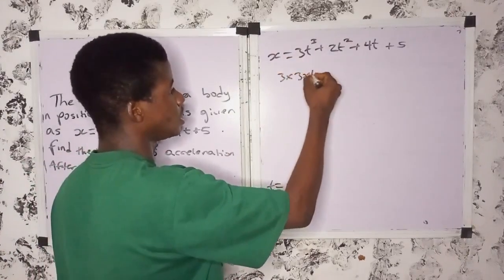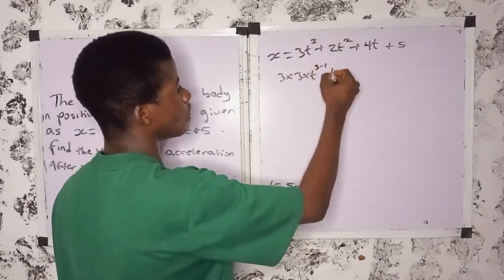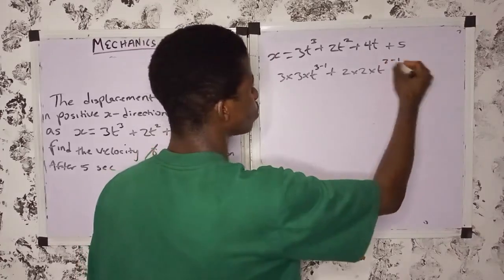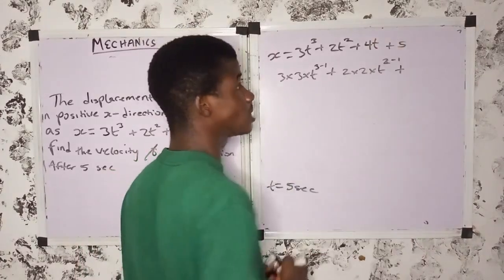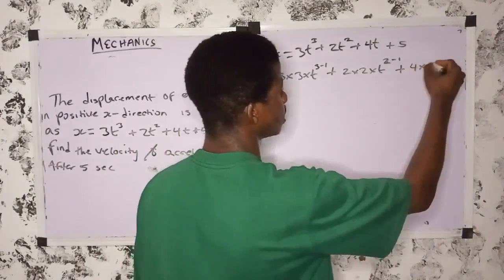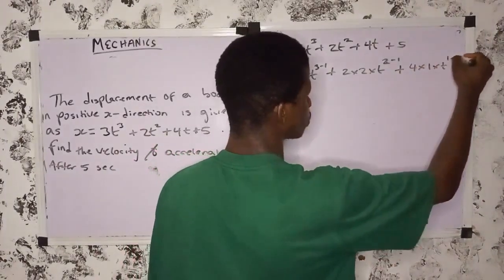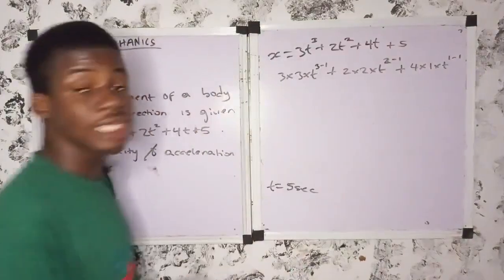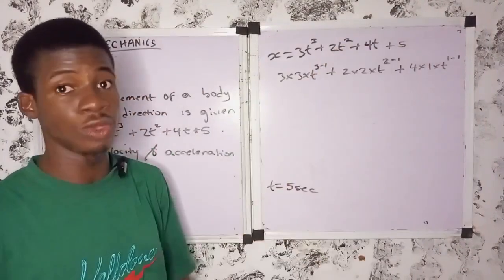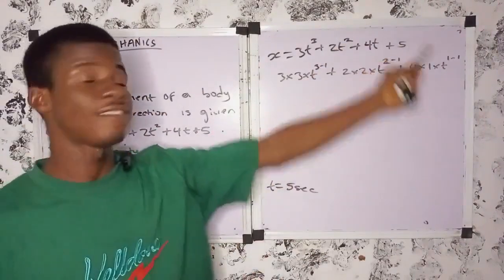Then plus 2 times 2 times t to the power 2 minus 1, then plus t standing alone, which is still t raised to power 1. So that will be 4 times 1 times t raised to power 1 minus 1. Then I told you guys, when a value standing alone does not have a variable, its differentiation gives you 0. So differentiating 5 will give us 0.